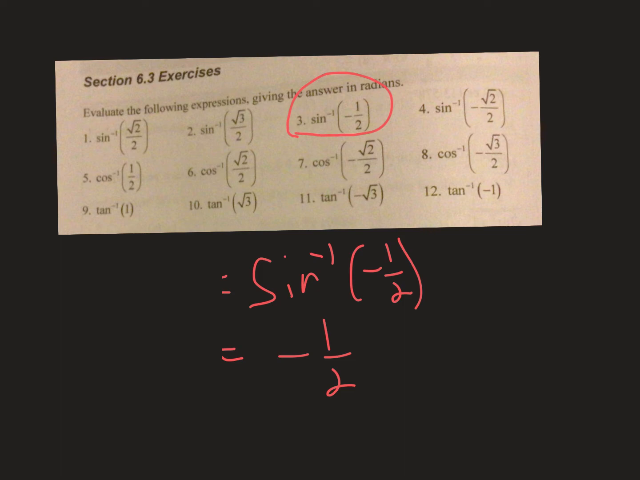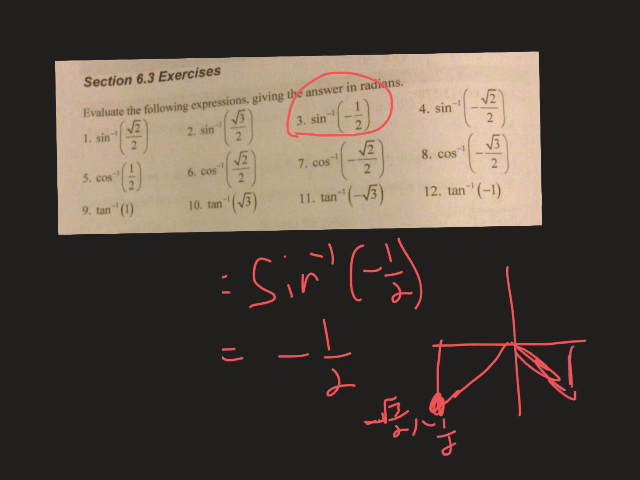The other thing is, if you look at the unit circle, there are actually 2 places where the sine is negative 1/2. It's down here in quadrant 3. If you look at the points there, you'll see one place where it's negative square root of 3 over 2, negative 1/2. And then over here, there's another one, which is positive square root of 3 over 2 and negative 1/2.